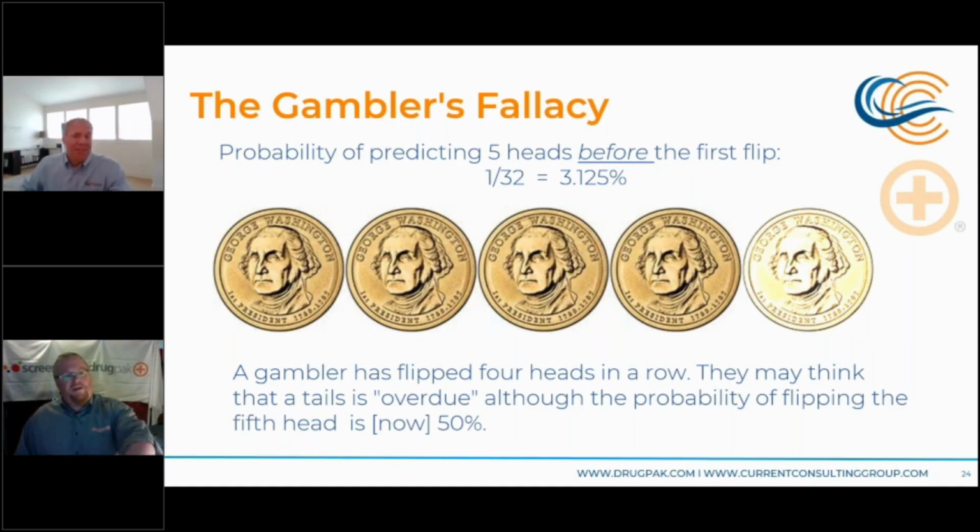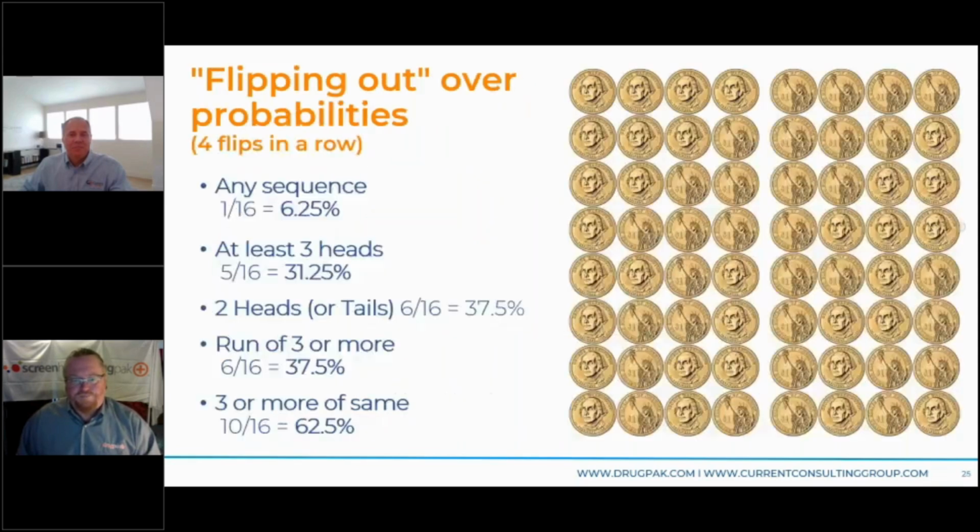Okay, so moving on. Let's go on to the next slide. We're going to talk more about sequences of random events, sequences of coin flips. And here I have every possible combination of 4 sequential coin flips.